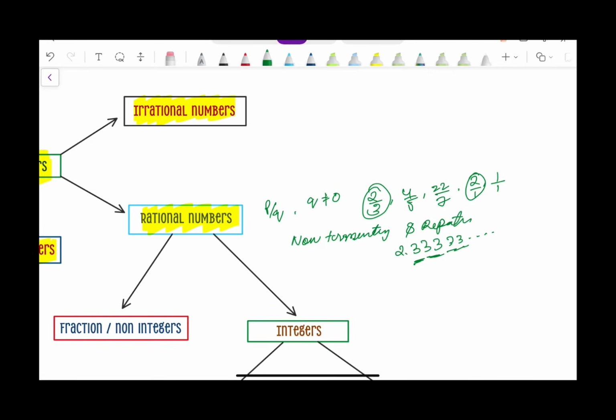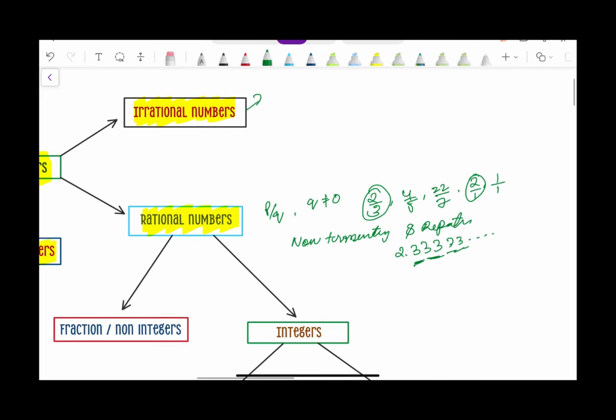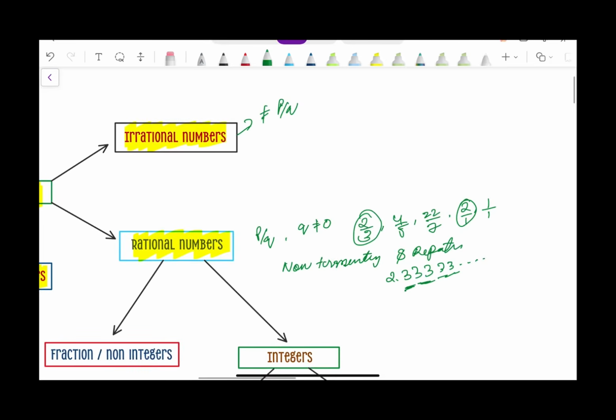So now, what is irrational number? Irrational number, simple definition, is any number which cannot be written in P by Q form. Or irrational number is non-terminating and non-repeating. So what is non-terminating, non-repeating?